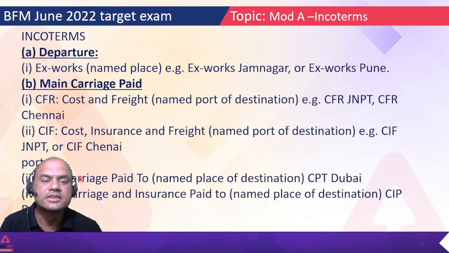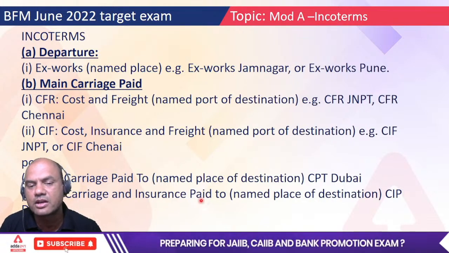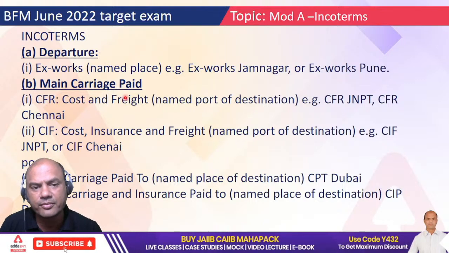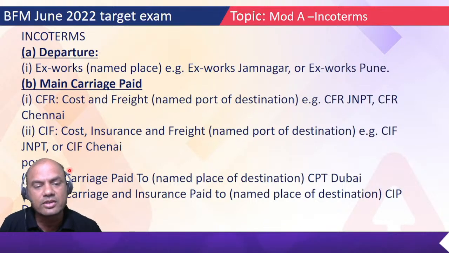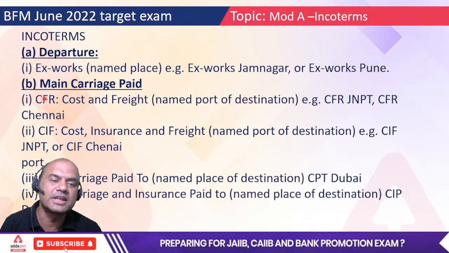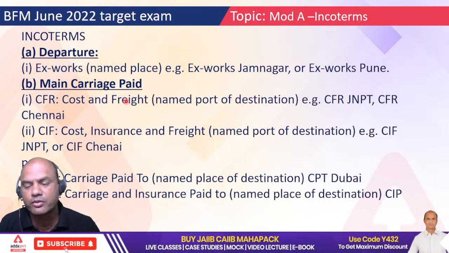Cost, insurance and freight at Chennai. CPT, carriage paid to, is generally for the truck. CIP is also for the truck. Truck means not only truck, any route other than the ship. It can be airways also. CPT can also be used for airways. But remember, CIF, CFR and FOB are used only for ship.